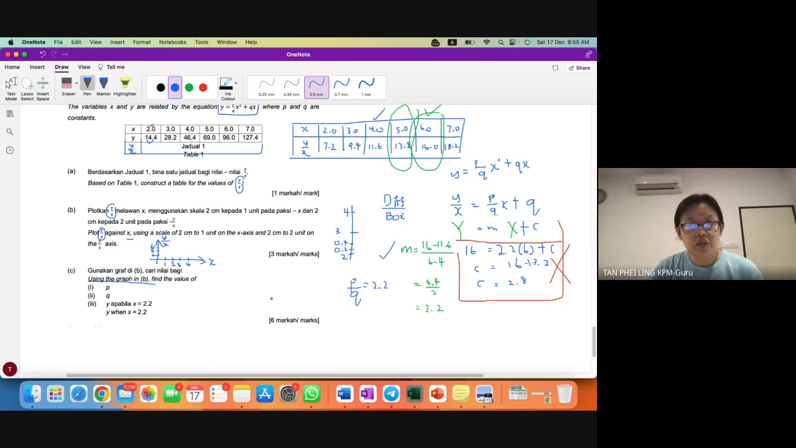Actually very weird, this one. They should ask you to find Q first, because Q can straight away be your y-intercept already. So you have P over Q, where Q should be your 2.8. So 2.8 times 2.2 gives you P, which is 6.16. I get 6.16 here. And then from this one your Q is actually 2.8. This question is not very good. By right, they should ask you for Q first because you can easily get it first. Then only you do P.